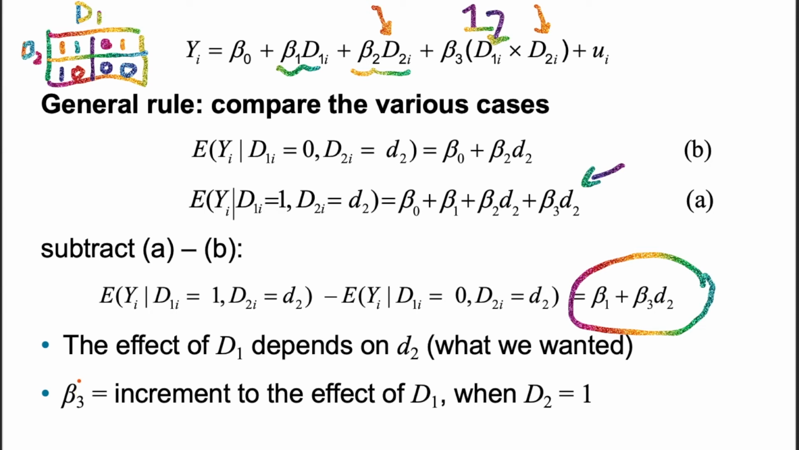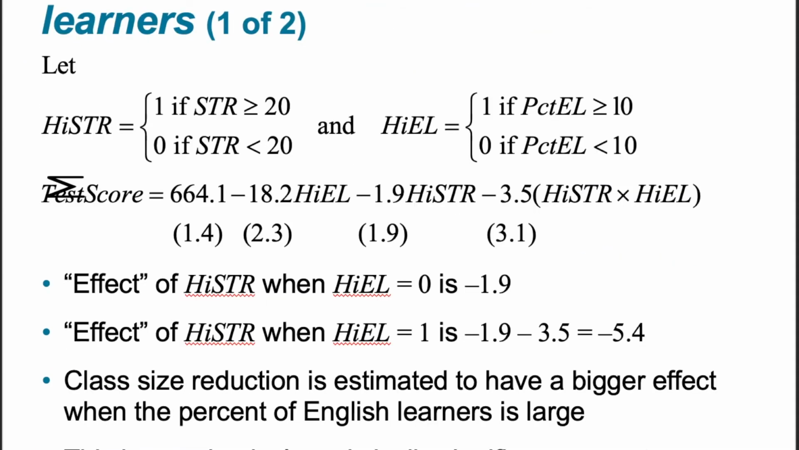Now beta 3 is the increment to the effect of D1 when D2 is equal to 0. So this is that interaction effect. For instance, that extra boost of the increase in test score for lower student-to-teacher ratio when you have a high percentage of students learning English. Let's look at this example.